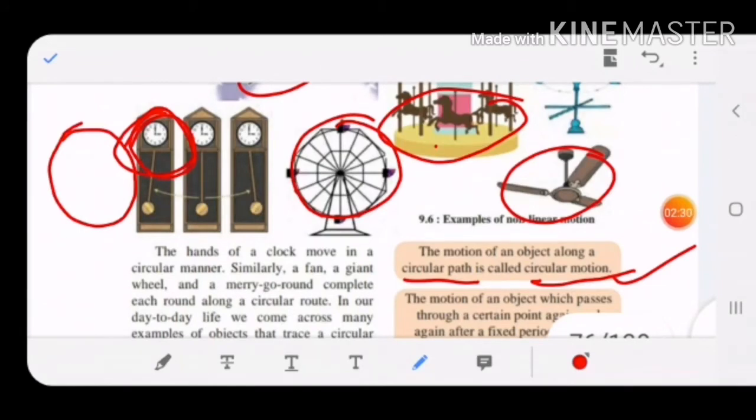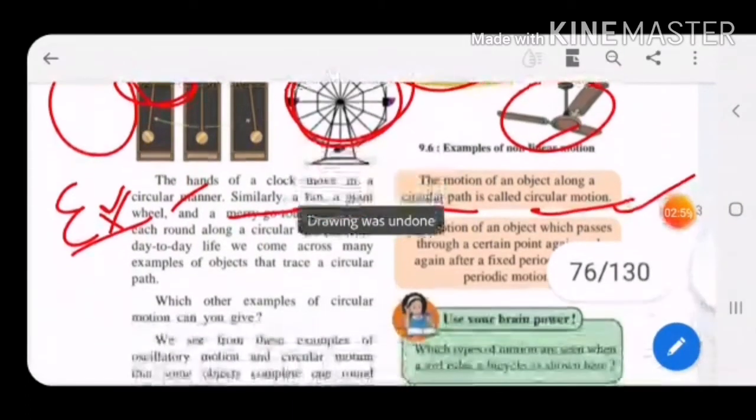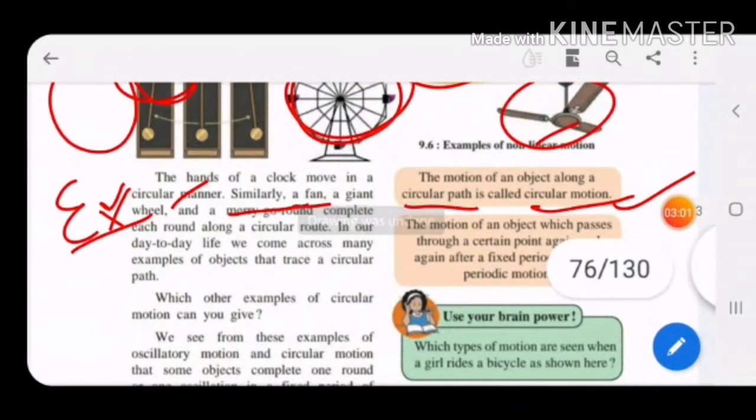So what are the examples, children? Here are the examples. Let's see one by one. Hands of a clock move in a circular manner, first example. Similarly, a fan. Observe the ceiling fan in your house. It always moves in a circular manner. Second example, a giant wheel in the fair, a merry-go-round. It completes each round along a circular route. So any object which moves along a circular path is said to be in circular motion. These are the examples of circular motion.